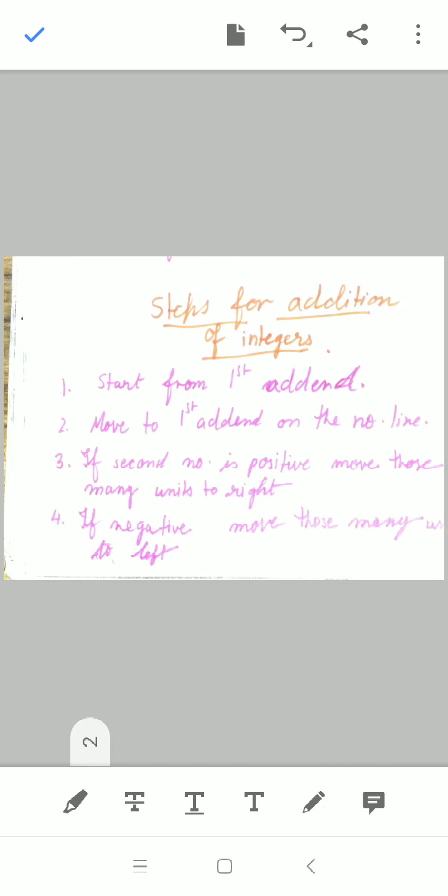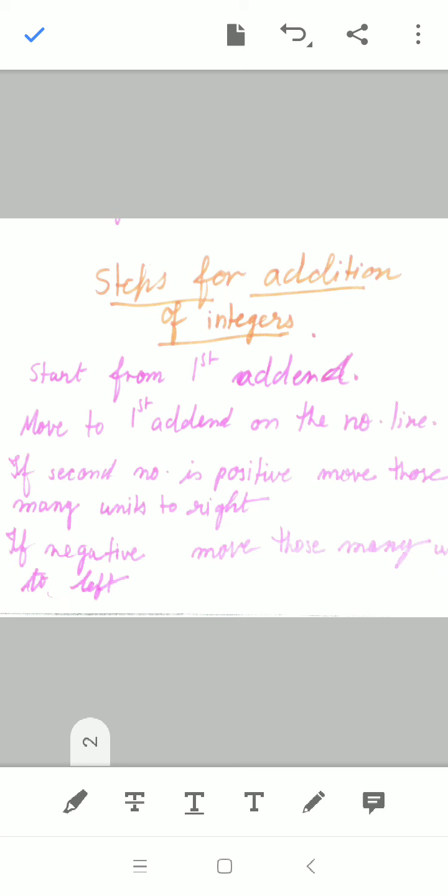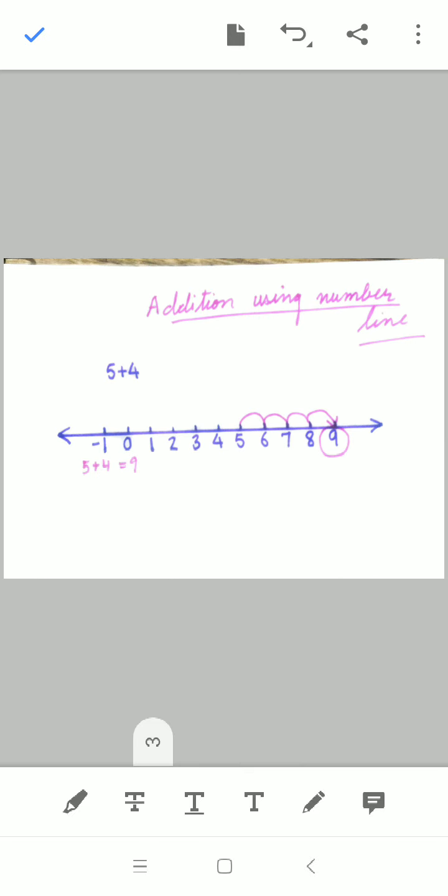Let us see the rules for addition. First, you have to draw the number line. Then directly move to the first addend on the number line. Then you have to see the second number, whether it is positive or negative. If it is positive, move that many units to the right, and if it is negative, move that many units to the left. Let us see how this works.